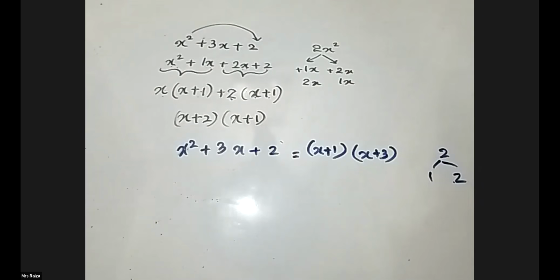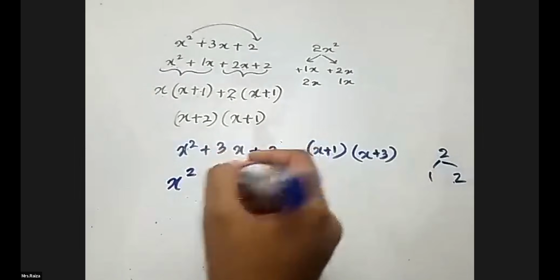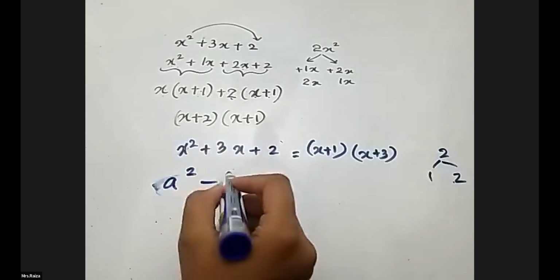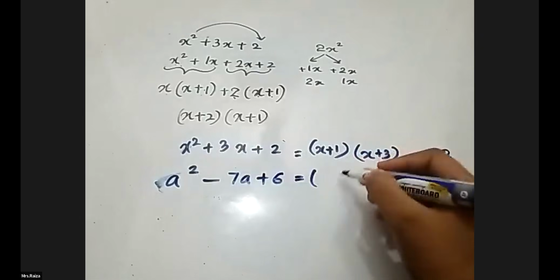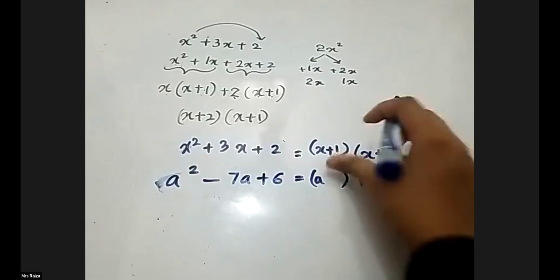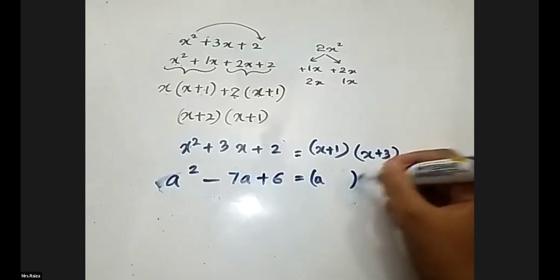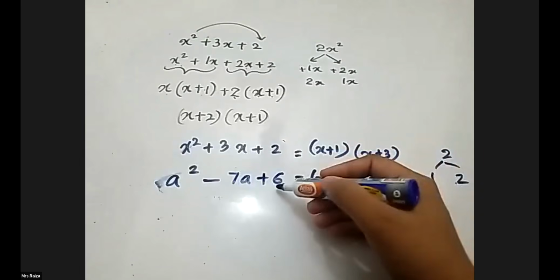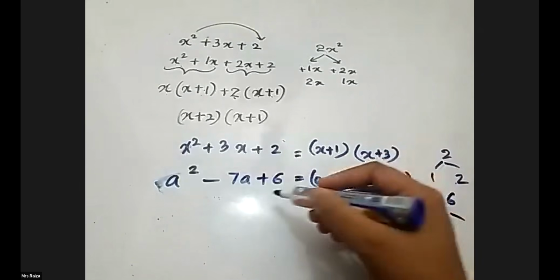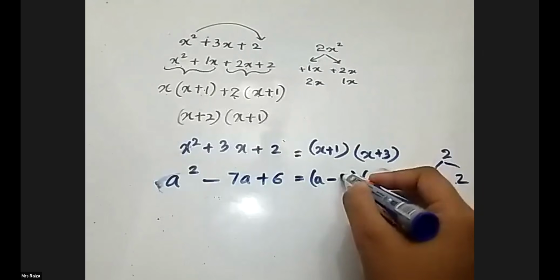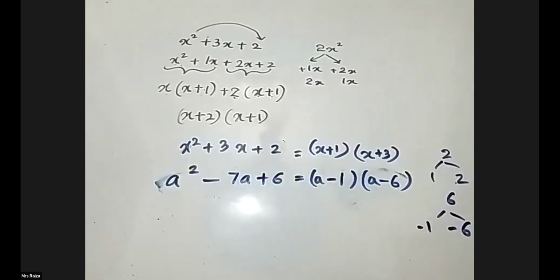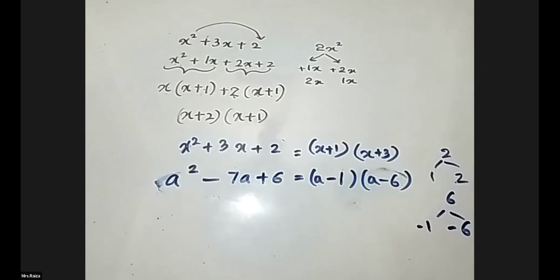Did you understand? Let me do another one. Look at the board. A squared minus 7a plus 6. Now a squared, I'll take two brackets. I'll write a here and a here. Now I look, the last number is 6. Factors of 6 which give minus 7, I can take 1 and 6. I need minus 7, that means both should be negative. Minus 1 and minus 6 is minus 7. I can put here minus 1 and minus 6. These are the factors. Did you understand?